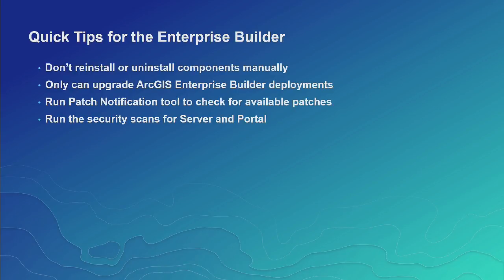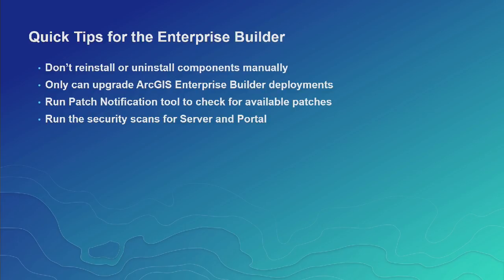I want to go through some quick tips and tricks for the Enterprise Builder, things that are important for you to be aware of. The first is it's important that you don't uninstall or reinstall any of the components manually. When you install everything with the Enterprise Builder, there's a linkage that's established between the components and the fact that they were installed with the Enterprise Builder. If you uninstall anything manually or reinstall anything, then that linkage is broken, and the Enterprise Builder won't be able to either upgrade everything or configure everything.